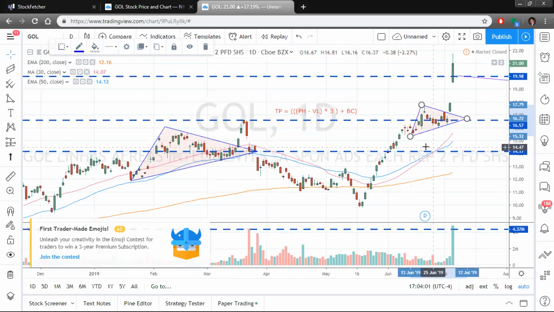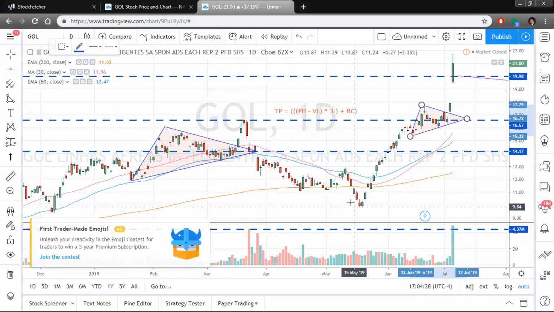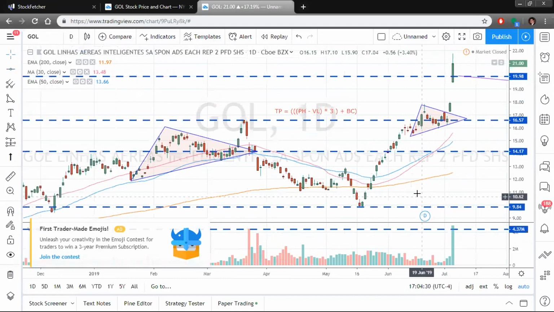If your previous high is 1657 and your VL is also 1657, that would be 0. And that's where that big V is at the bottom. May 16th? This one here? Yeah, that's too far. Okay, that one. 984.